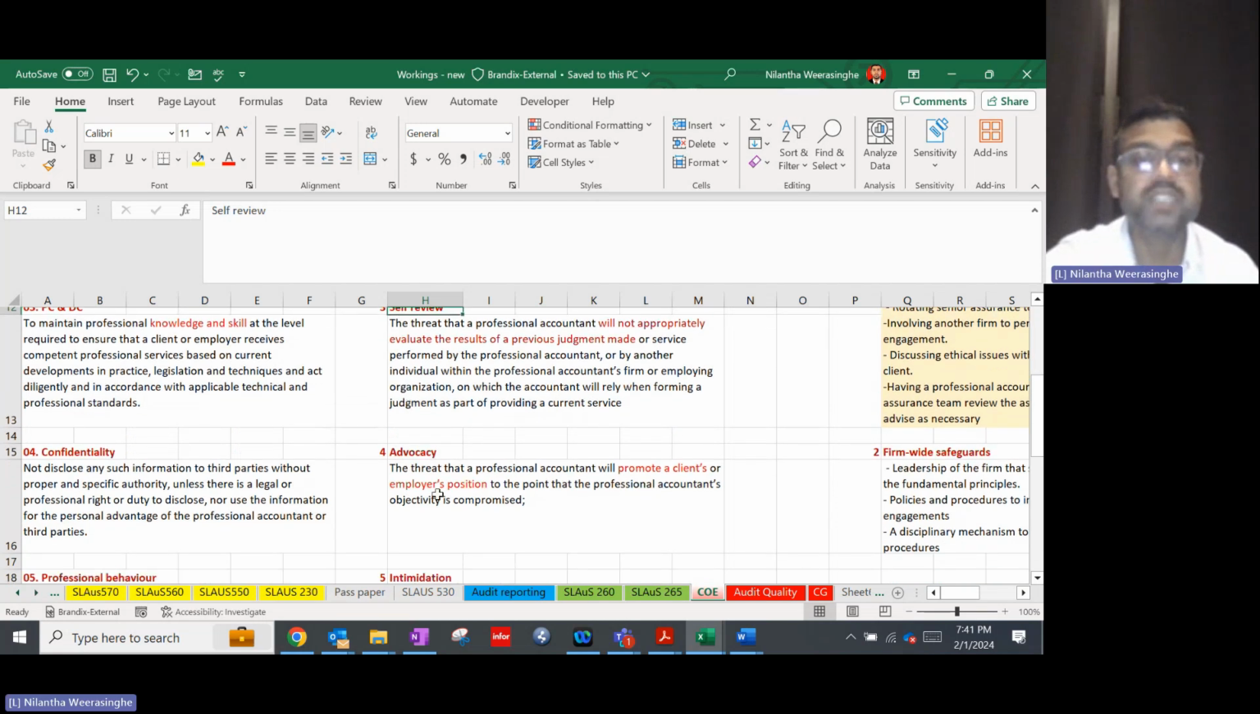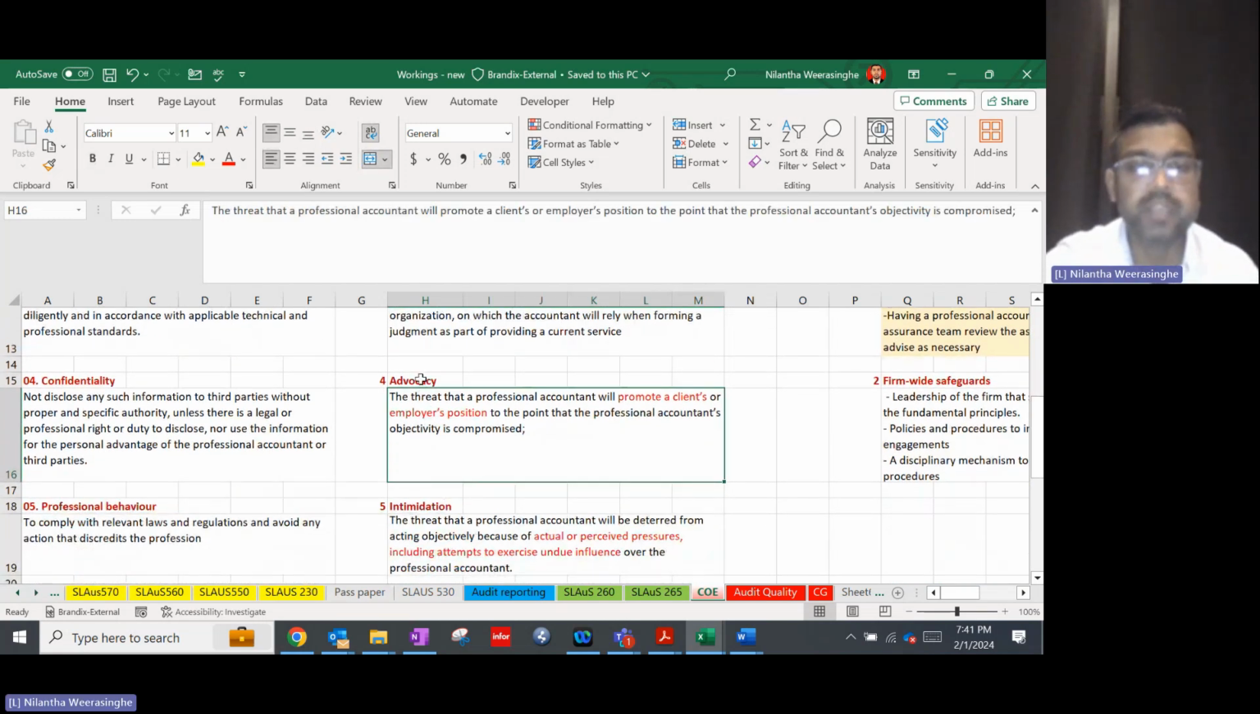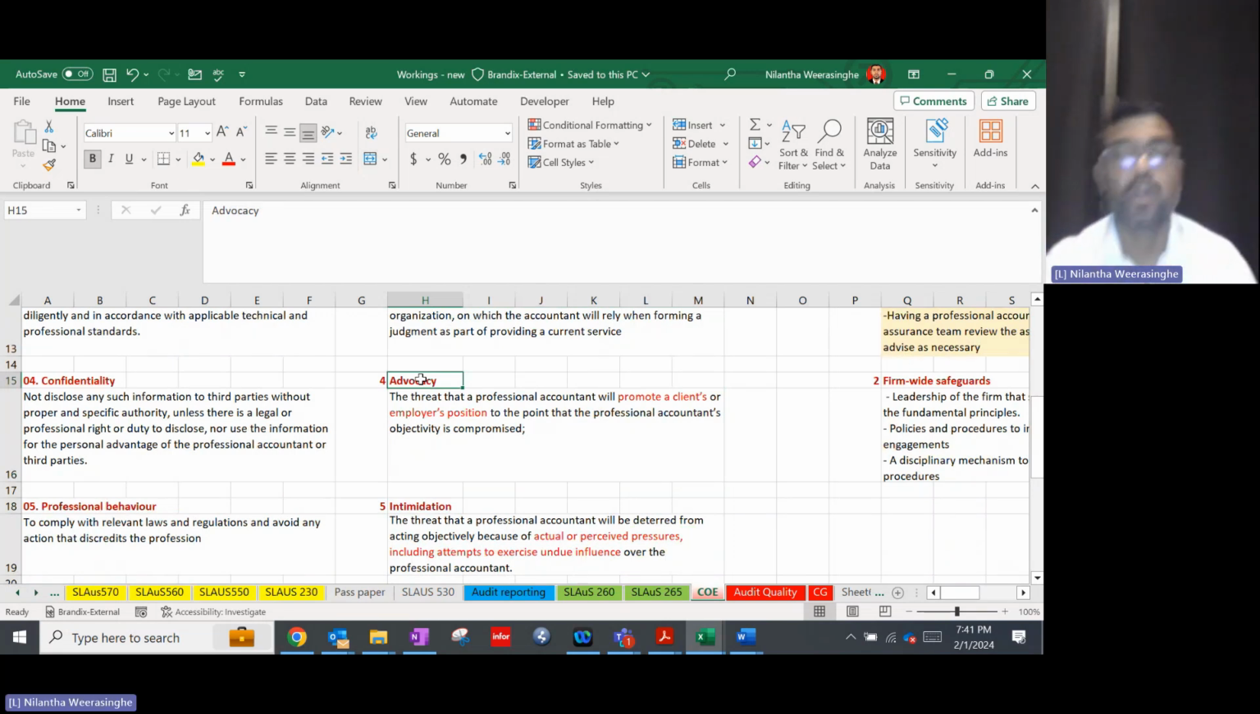Fourth one, advocacy threat. Advocacy threat means you are promoting the client's position. This client has a 5-year plan, and because of that plan, the share price will increase by this percentage. Advocacy threat will be created. How? Once you promote your client, saying that the share price will increase this much, you have to support that answer. You have to back that decision or your statement. So that will create a threat. That will give you pressure, which is called advocacy threat. You are promoting the client's position.